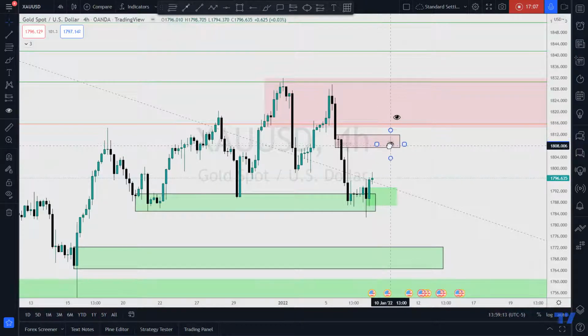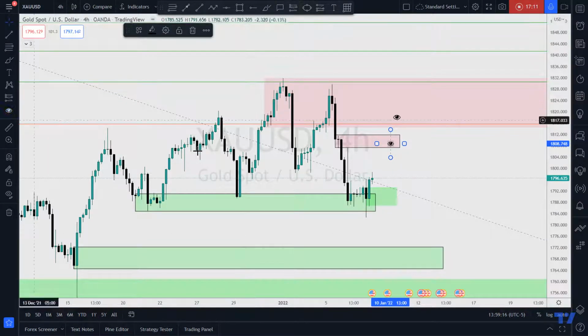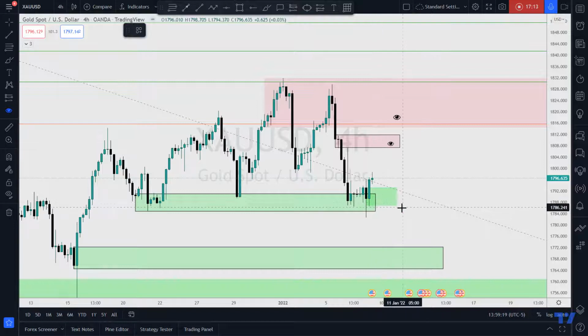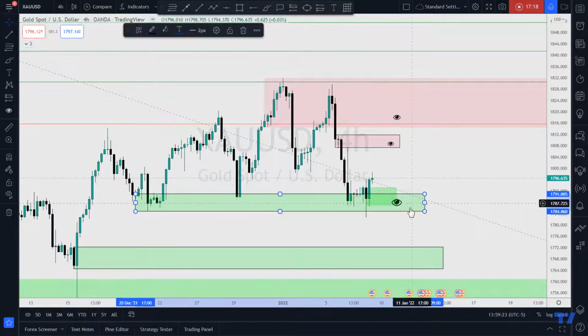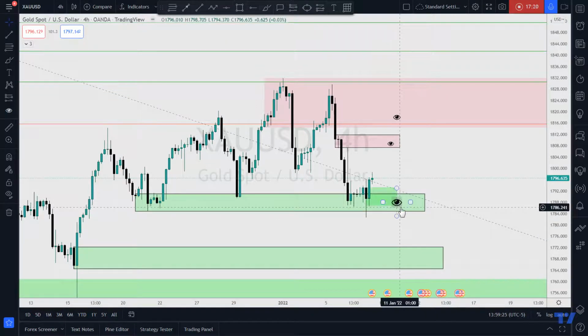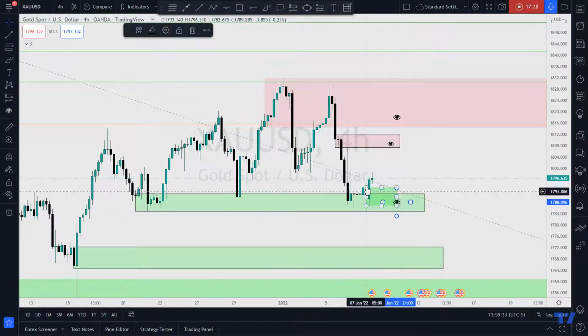Okay. All right, we're going to look here. We're going to look here. And we're going to keep our eyes here. Come on, man. This thing is driving me crazy. There you go. We're going to keep our eyes here. We're going to look for that reaction to this bullish order block here.